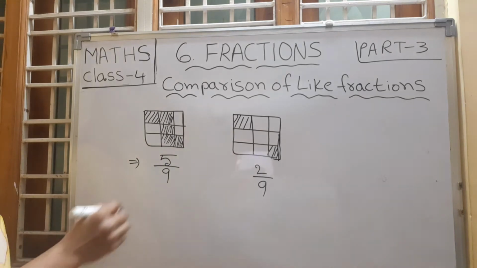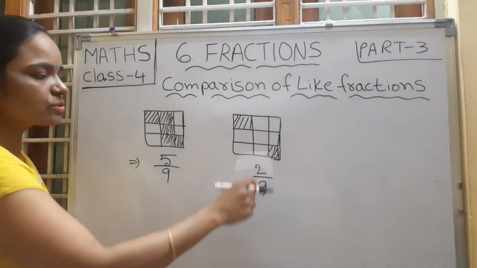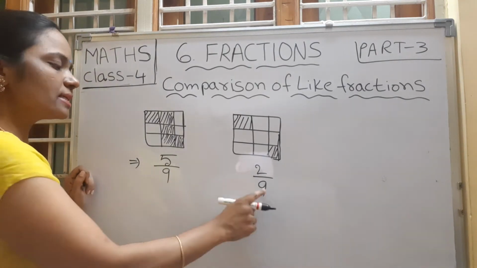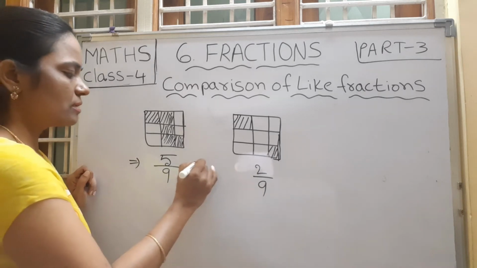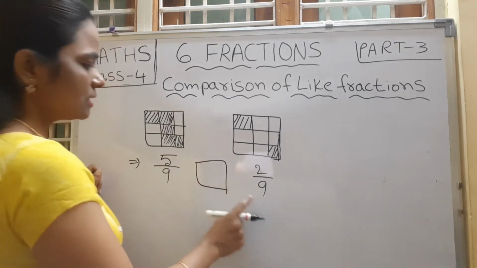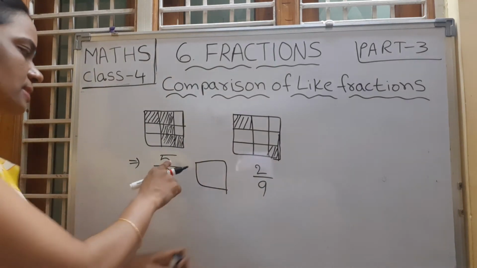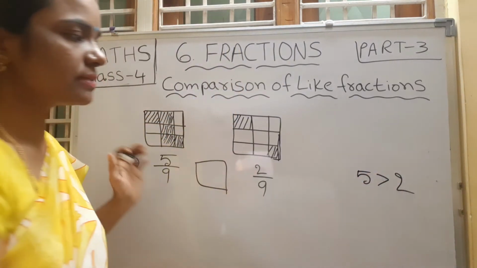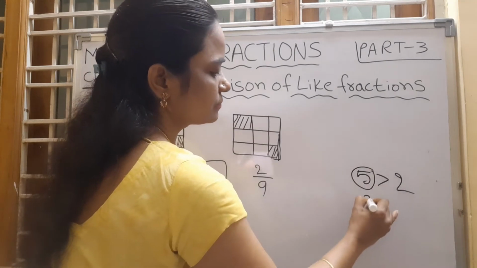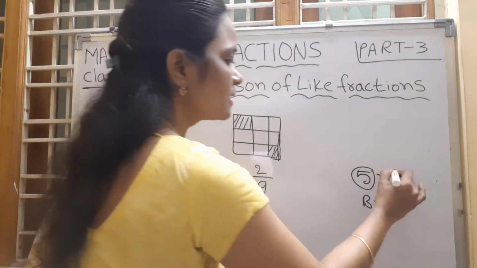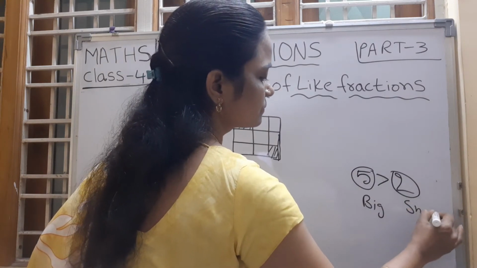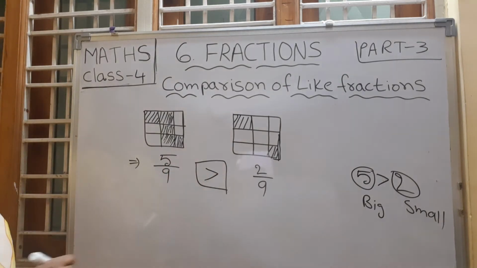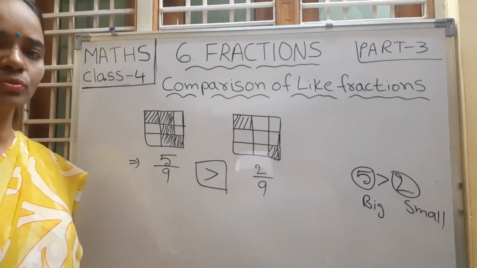Okay, children, now compare 5 by 9 and 2 by 9. So here what kind of fractions are these? These are like fractions because the denominators are the same. So how to compare? The denominator is the same, so just check 5 and 2. Which is greater, which is smaller? 5 is greater than 2. 5 is a bigger number and 2 is a smaller number. So here put the greater than symbol. Obviously 5 by 9 is greater than 2 by 9.